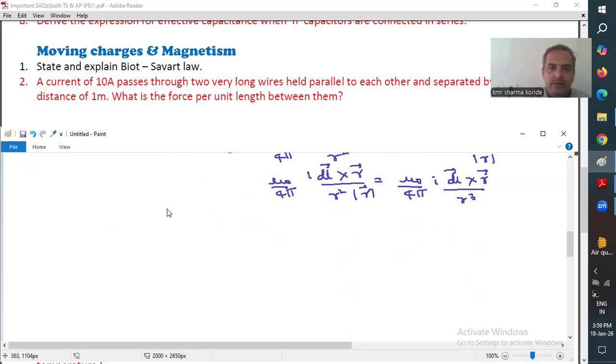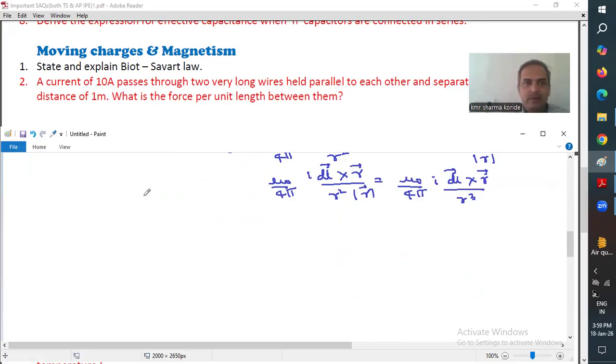Now let us continue with the next question. It's a numerical. A current of 10 ampere passes through two very long wires held parallel to each other, and they are separated by a distance of 1 meter. What is the force per unit length between them? So, a simple numerical; this is question number 2. The formula will be mu naught by 4 pi I1 I2 L by R.